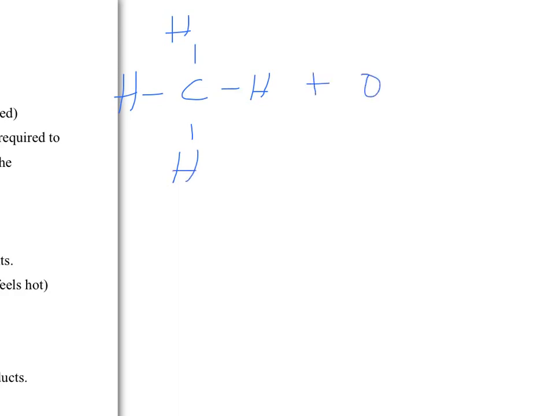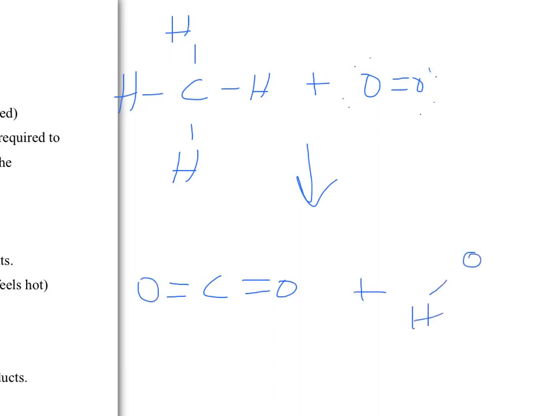If I'm burning this with oxygen gas, if I supply this reaction with lots of oxygen and do a complete combustion reaction, I'll just make some carbon dioxide and some water. Now, in order for this reaction to happen, I need to break each of the bonds in the reactants so that my atoms are free to move around.